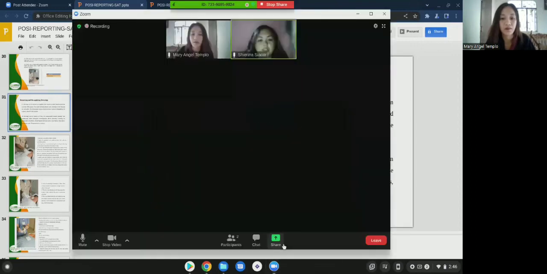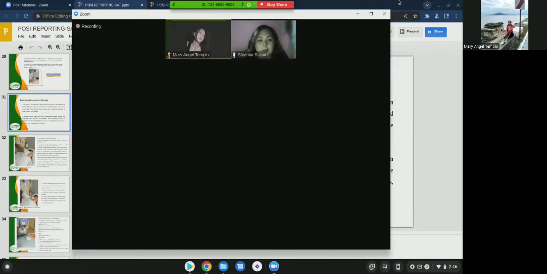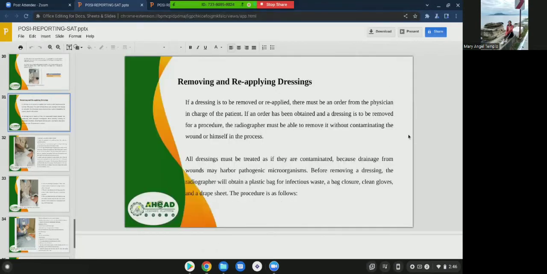Removing and reapplying dressings. If a dressing is to be removed or reapplied, there must be an order from the physician in charge of the patient. If an order has been obtained and a dressing is to be removed for a procedure, the radiographer must be able to remove it without contaminating the wound or himself in the process. All dressings must be treated as if they are contaminated because drainage from wounds may harbor pathogenic microorganisms.